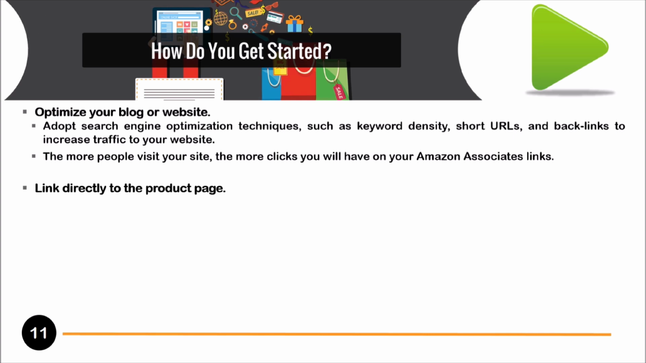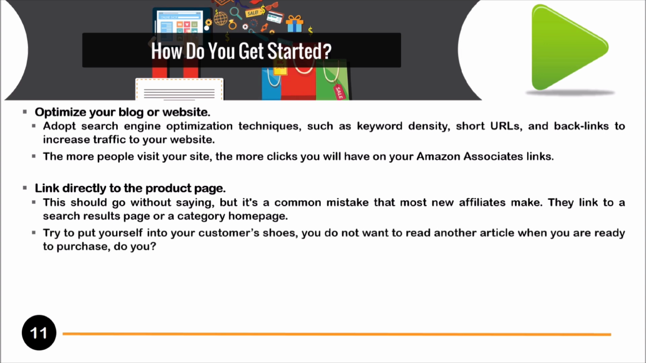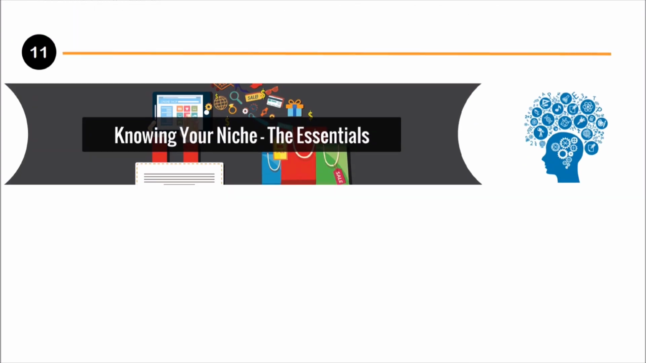Link directly to the product page. This should go without saying, but it's a common mistake that most new affiliates make. They link to a search results page or a category homepage. Try to put yourself into your customer's shoes. You do not want to read another article when you are ready to purchase, do you? It is all about making a smooth transition from the product page to the actual purchase on Amazon. Be authentic and natural.